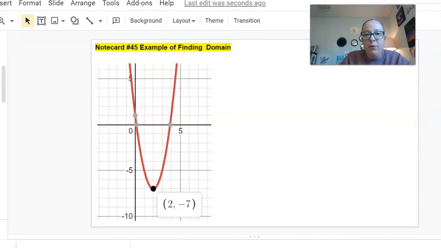All right, so this is note card 45. It's an example of finding the domain. If you notice, it's a parabola. It has a vertex at (2, -7). It opens up. By the way, its axis of symmetry would be x equals 2.